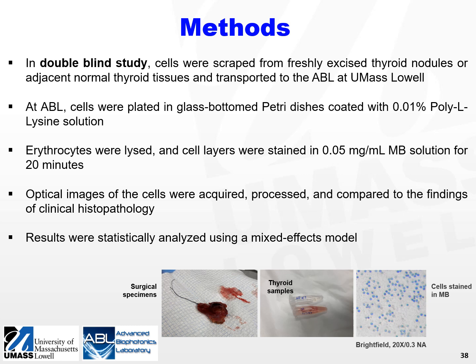Cells were scraped from freshly excised thyroid nodules or adjacent normal thyroid tissues and transported to UMass Lowell. At the Advanced Biophotonics Laboratory, the cells were plated in glass-bottom petri dishes. Erythrocytes were lysed, and the cell layers were stained in 0.05 milligram per milliliter methylene blue solution for 20 minutes. Optical images of the cells were acquired, processed, and compared to the findings of clinical histopathology. Results were statistically analyzed using a mixed effects model.